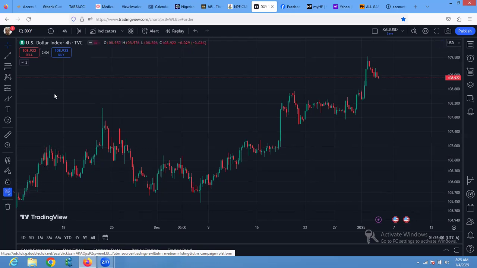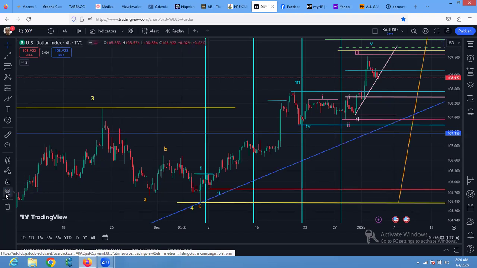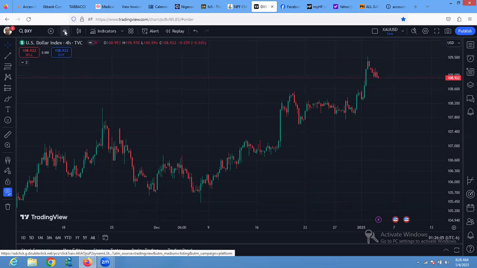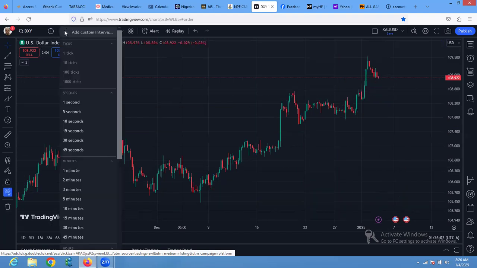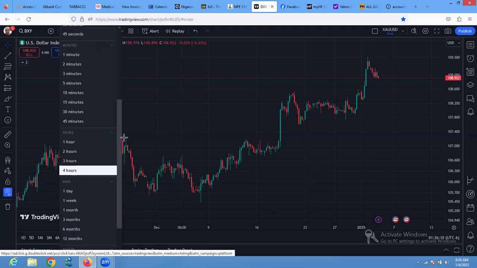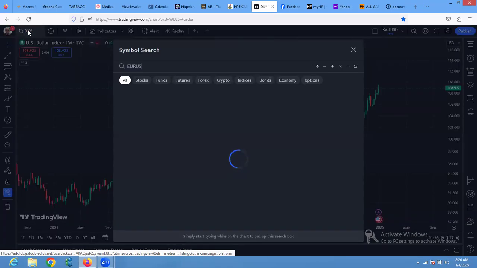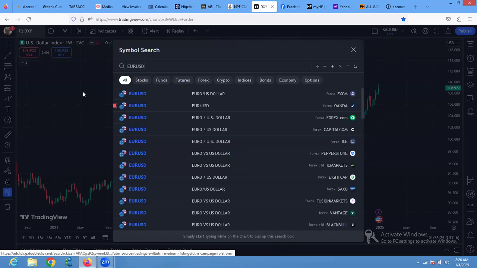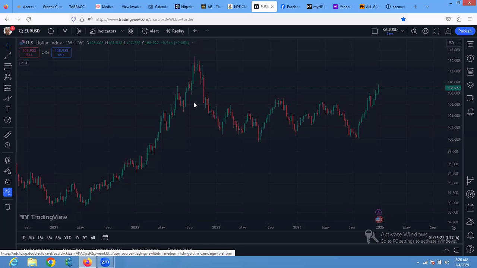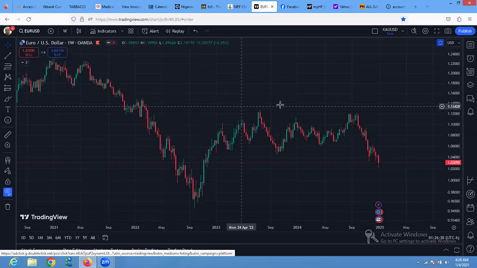So let's go to euro dollar. Let's allow it to load. On the weekly time frame on the euro dollar, we are going to look also at the area of imbalance that I explained here.